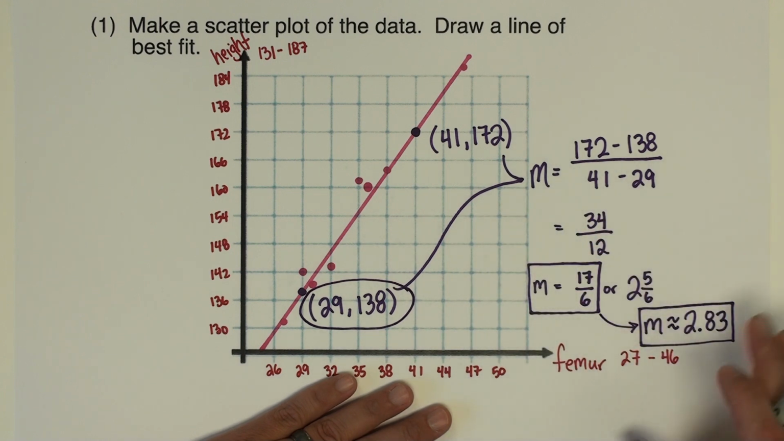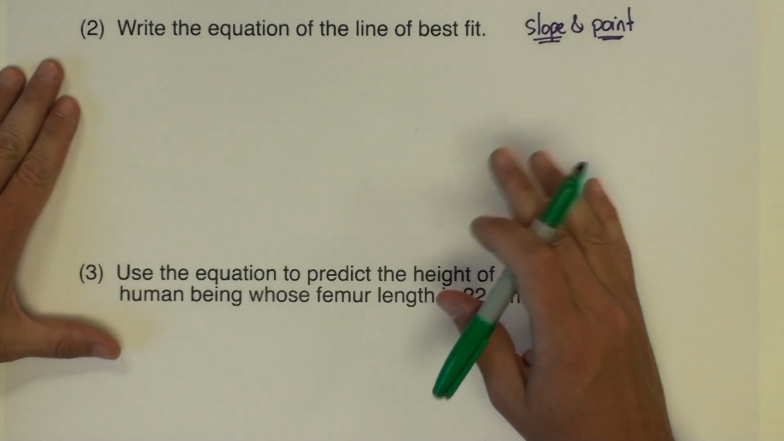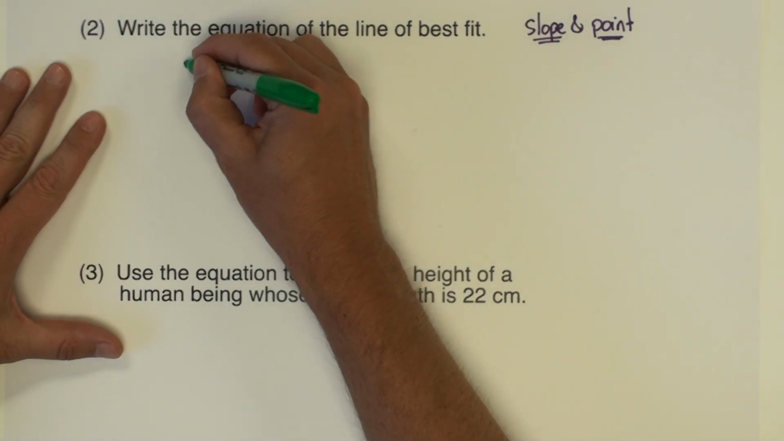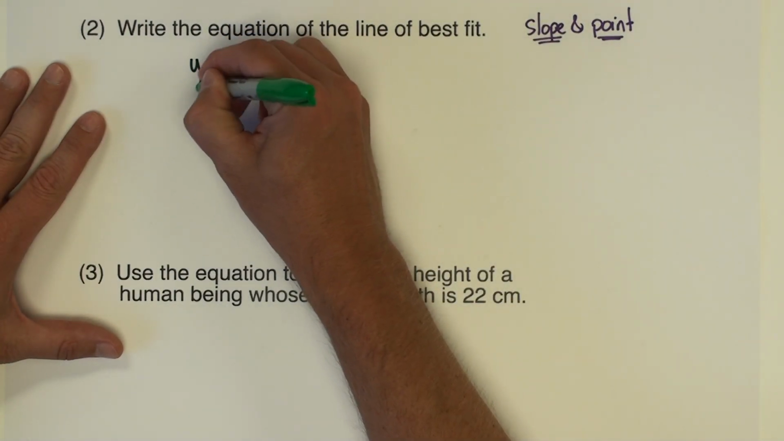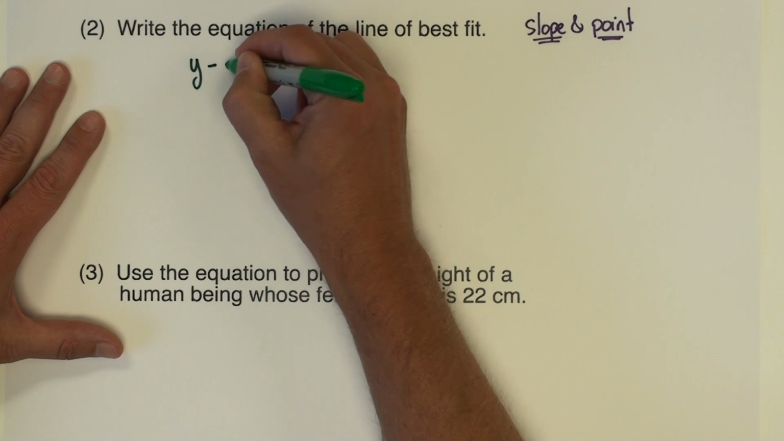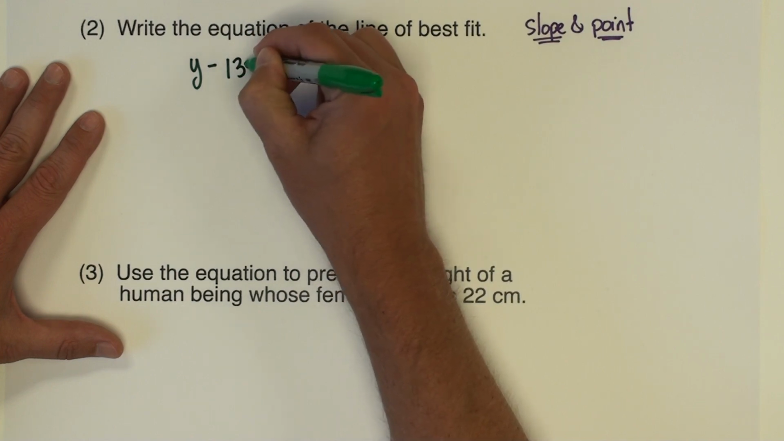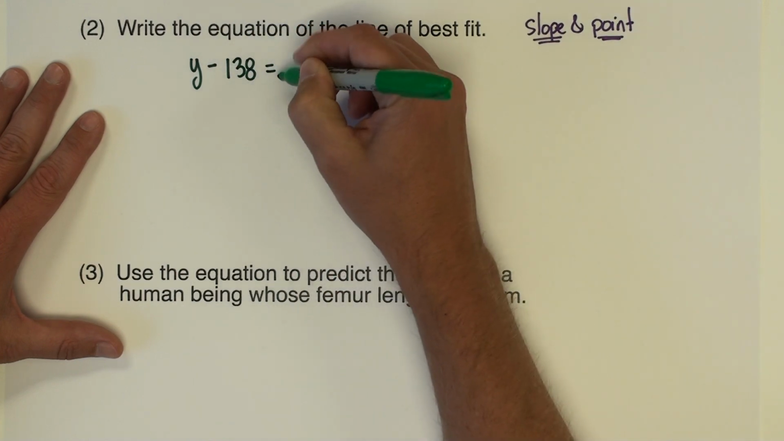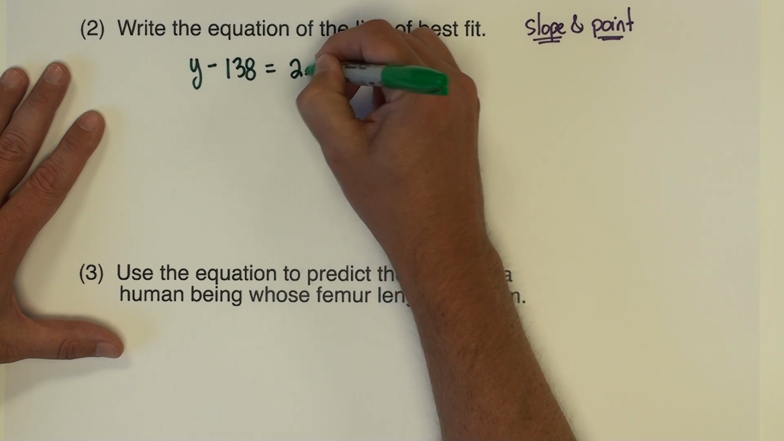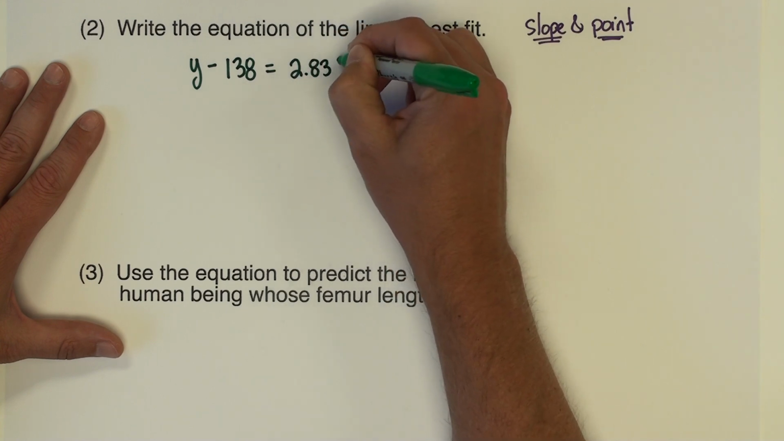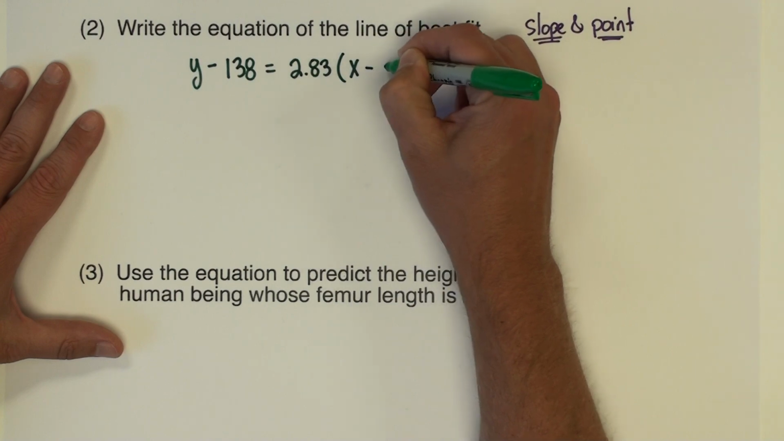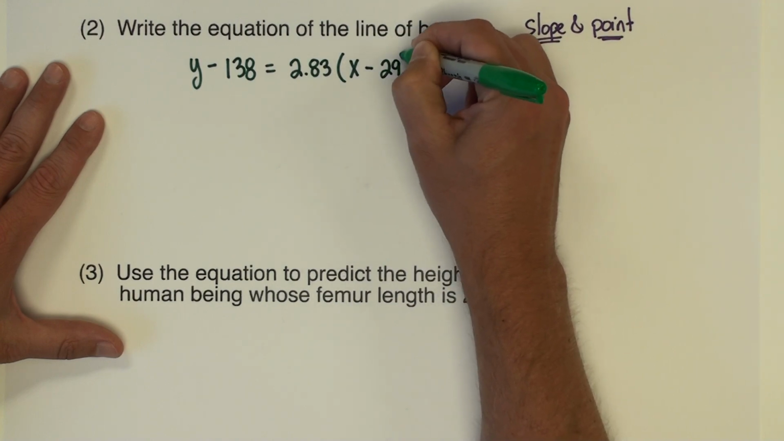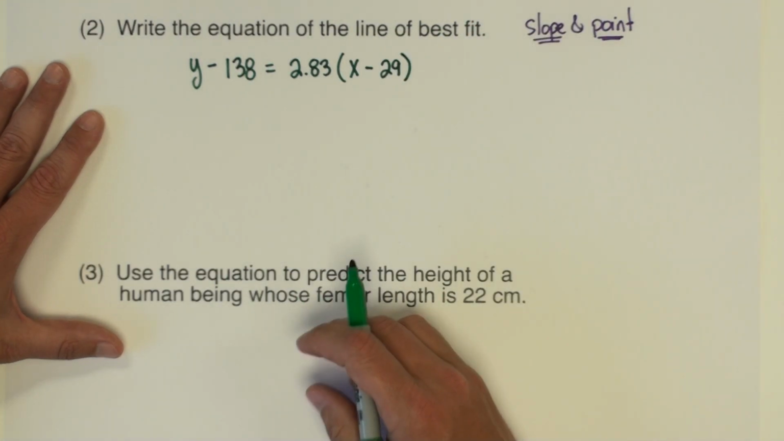And let's go back to our other slide. Let's do the work to write the equation. Okay, to write the equation of our line, we're using point slope form of the line. So y minus the y coordinate of the point, which was 138, equals the slope, 2.83, times the quantity x minus the x coordinate of the point. So there's point slope set up.